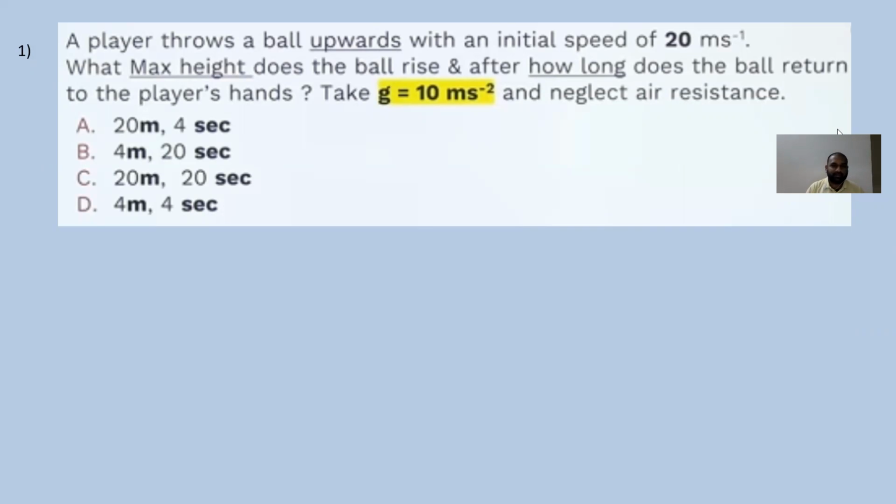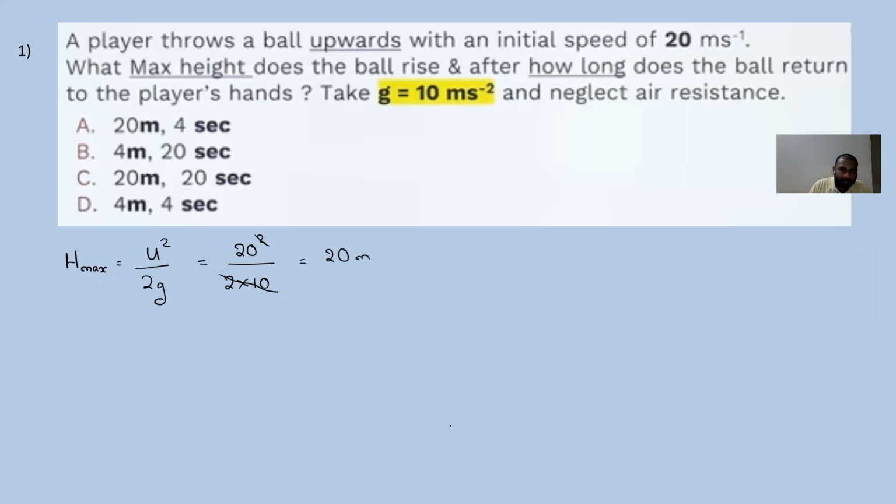What they are asking is, what maximum height does the ball rise? We know the formula for maximum height. The formula for maximum height is u square by 2g. That is the third case, case number 3, which we have discussed. If we substitute, this is going to be 20 square divided by 2 into 10. So this 20 can be cancelled off. Maximum height is going to be 20 meters.